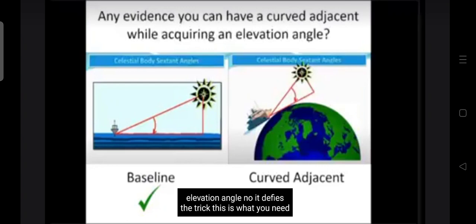No. It defies the trig. This is what you need. This is what you use, and this is how it's done. This, on the right-hand side, isn't. It's absolutely absurd. You've only got to look at it to know it's absolutely ludicrous. No, you can't have a curved adjacent. It's got to be straight for it to be a triangle with a right angle.